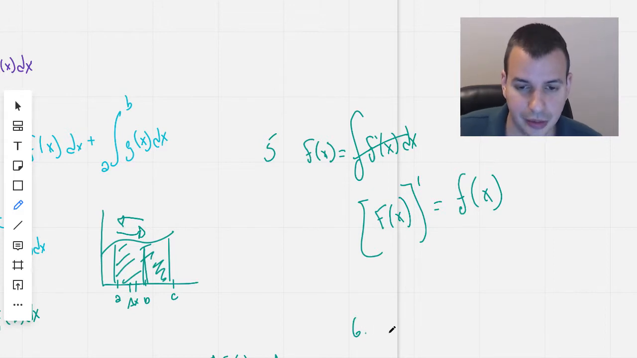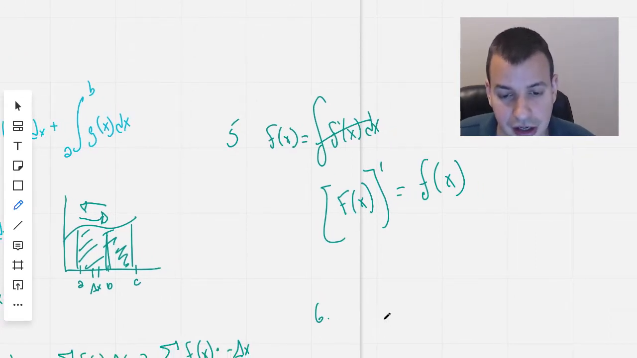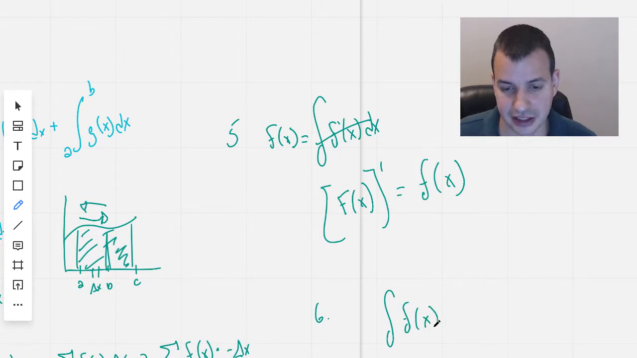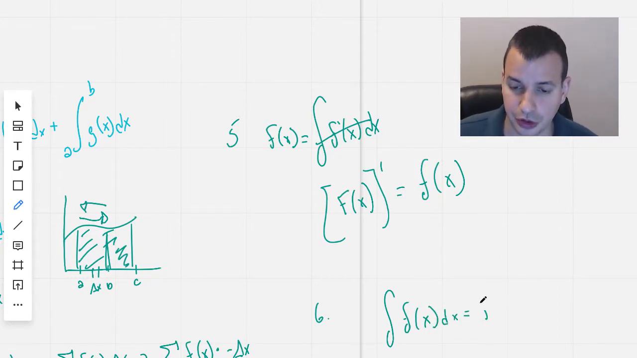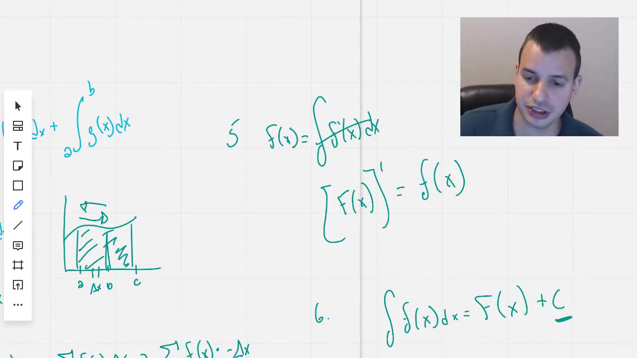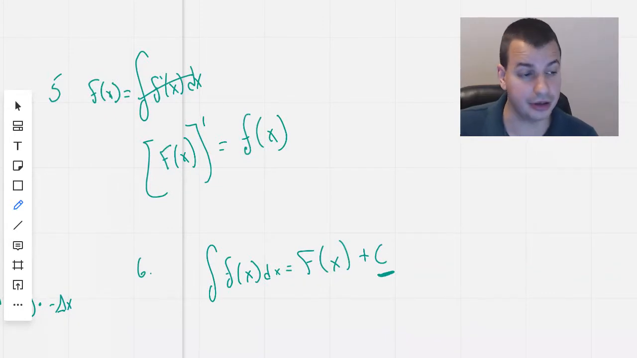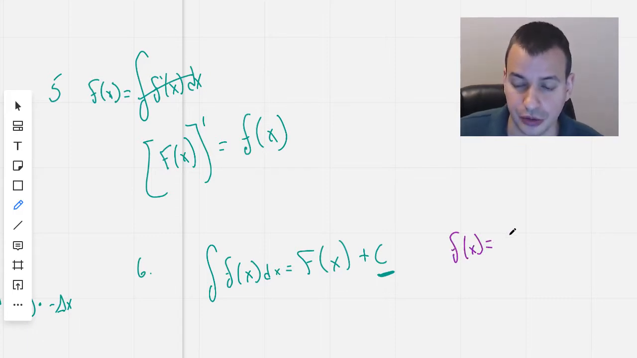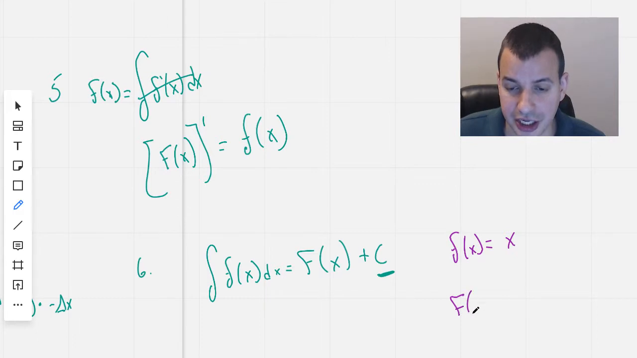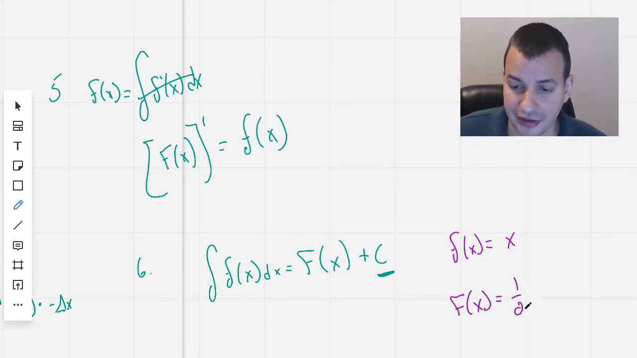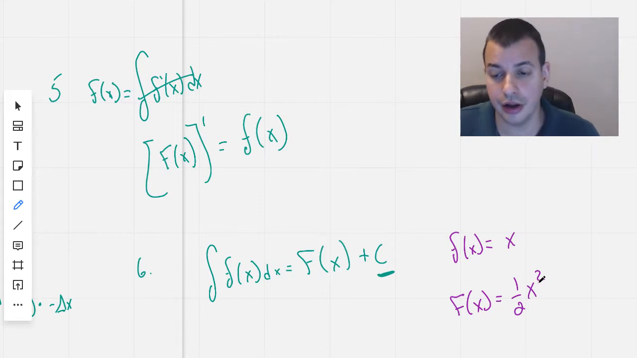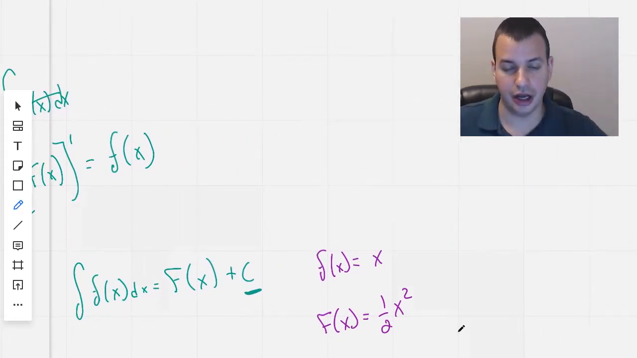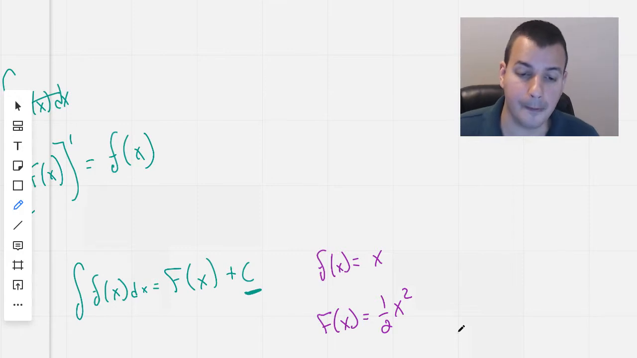And then the last one that I want to talk about is the integral of f of x dx equals F of x, the antiderivative, plus c. And the point I want to draw emphasis to here is the plus c part. When we take the integral of a function, we're going to get a constant c. So if I said, for instance, f of x equals x, then the antiderivative of x would be 1/2 x squared. And we'll talk about how to find that later in the next lesson.